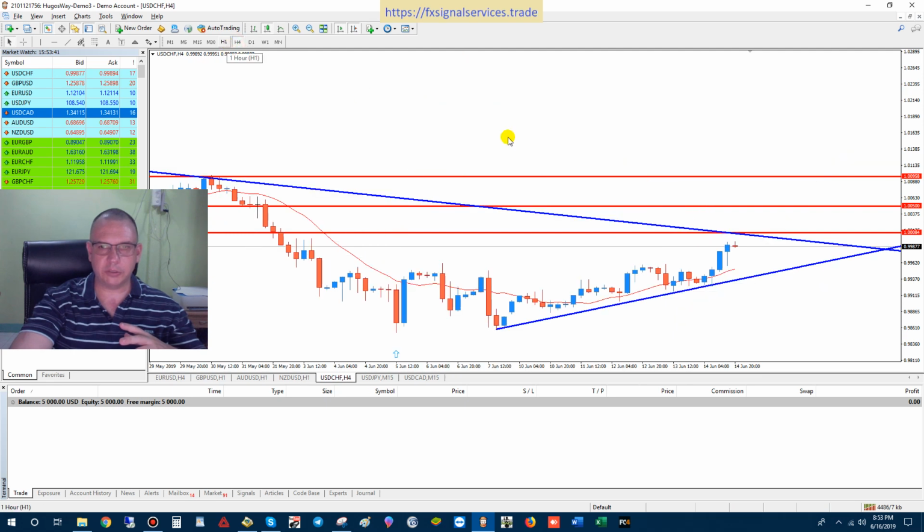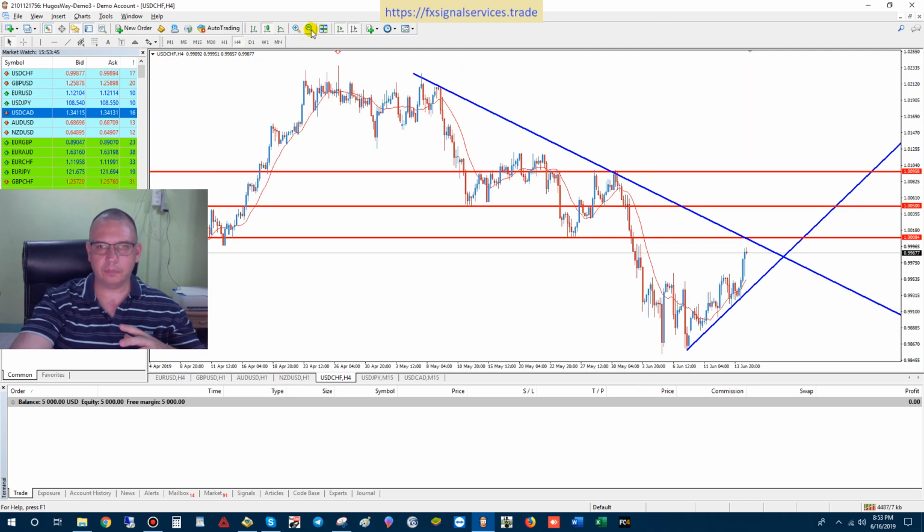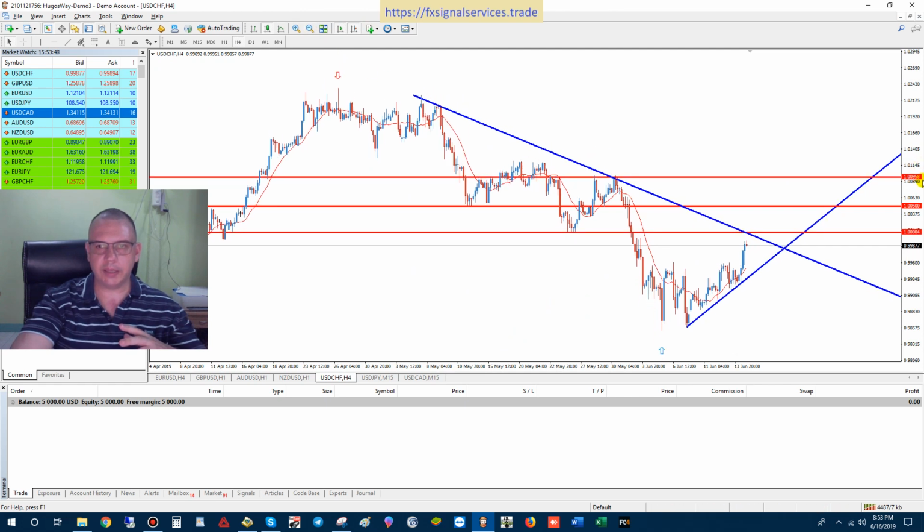If we go back down to like a H4 and I zoom out a little bit, we can say that maybe, and it's not 100% certain, but maybe the price will come down here, touch this trend line, come back down, break this trend line, and continue down further. So those are two possible scenarios. Either it's going to go up this trend line, or it's going to go down this trend line. Either one.